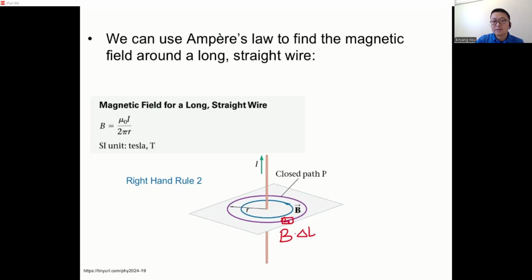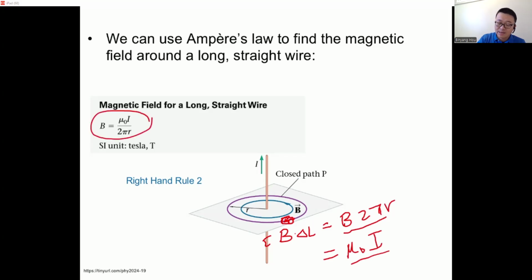Then we sum that up through the whole circle. The whole circle has length 2 pi times R, so it's B times 2 pi R. According to Ampere's law, this should equal mu naught times I enclosed. So my B field will equal mu naught I over 2 pi R. This is applying Ampere's law, and the result is in Tesla for the magnetic field.